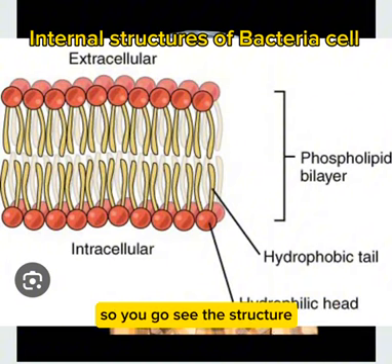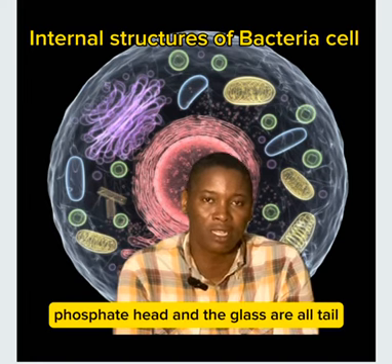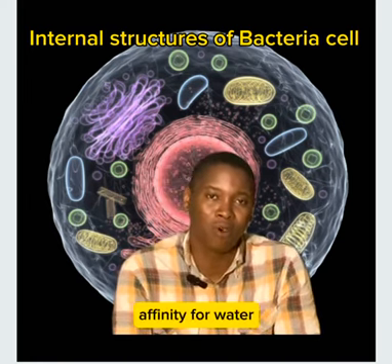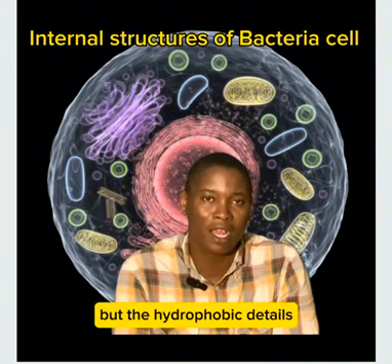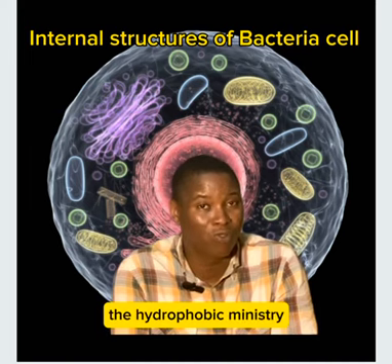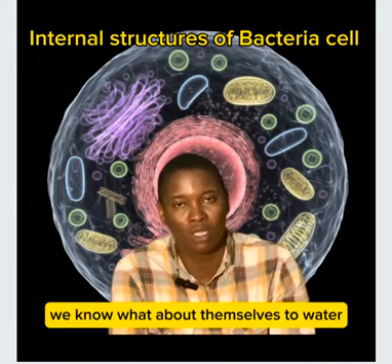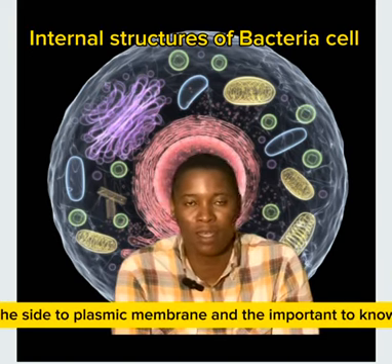So you will see the structure. I will put the structure on the screen so you can see it. We have what they call the phosphate head and the glycerol tail. Now the phosphate head is hydrophilic, meaning it has an affinity for water, it is attracted to water. But the tails are hydrophobic, meaning they don't like water and they don't want to attach themselves to water. This structure is what is inside the cytoplasmic membrane, and it is important to know.